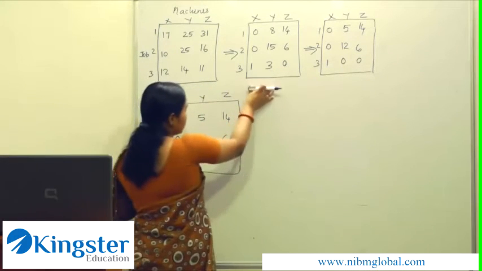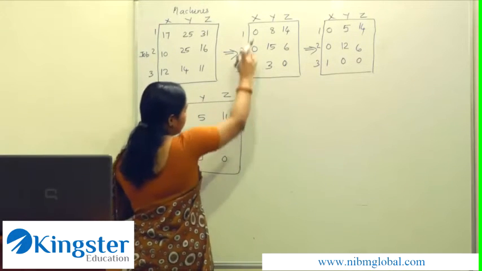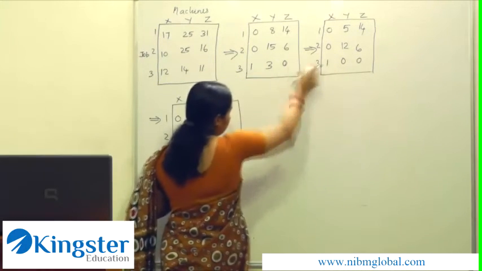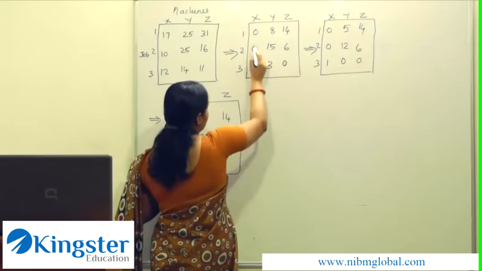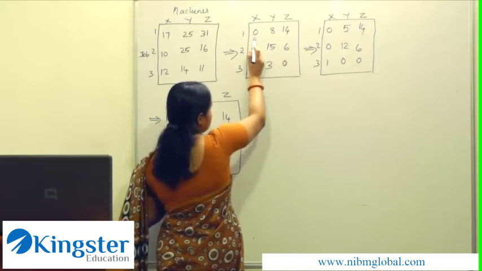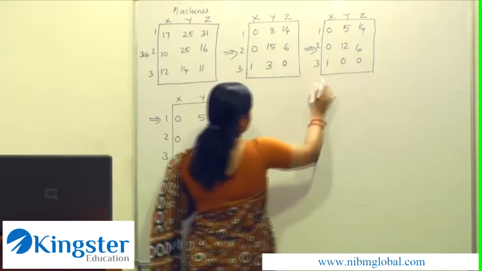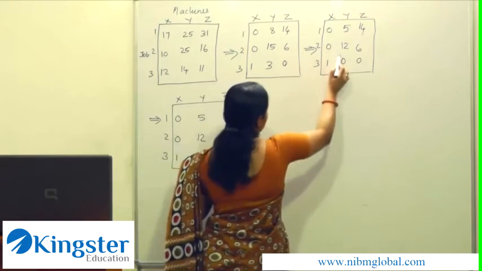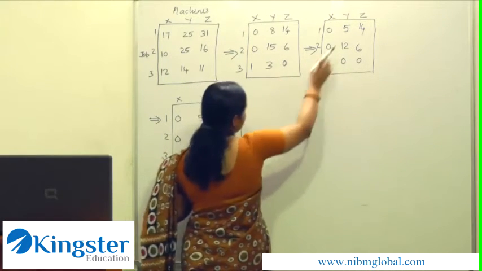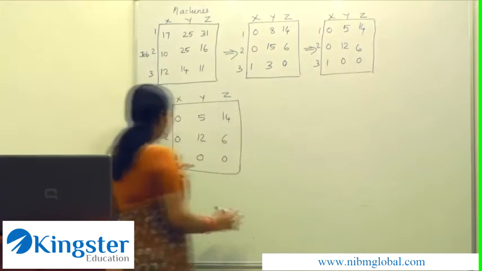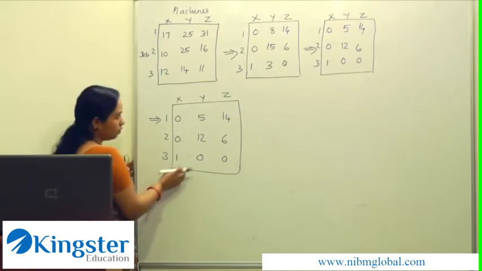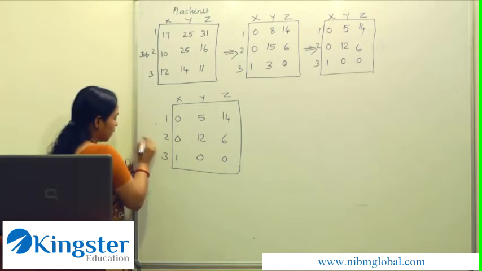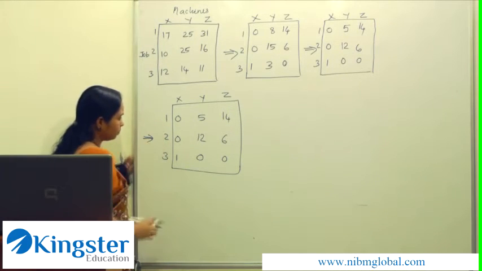Now from this matrix we identify the smallest value in each column and find the difference. Here the smallest element is 0, so no change is required. It is 0, 0, 1. Here the smallest element is 3, so the differences are 5, 12 and 0. In the last column also no change is required. Now we write the same matrix once again.